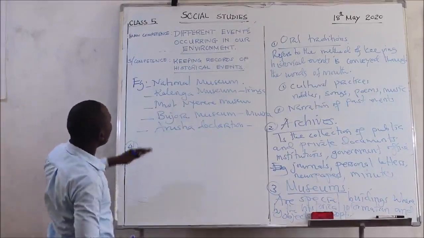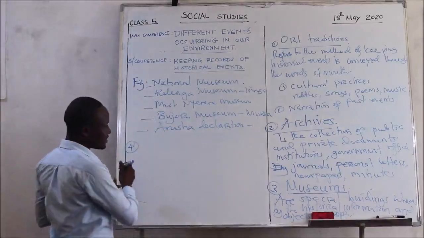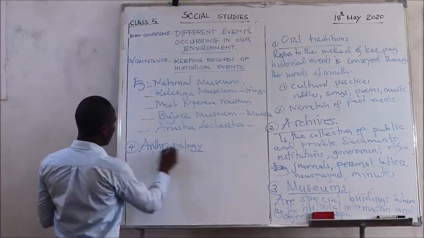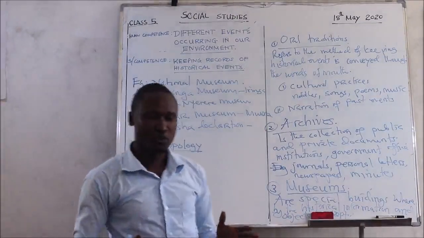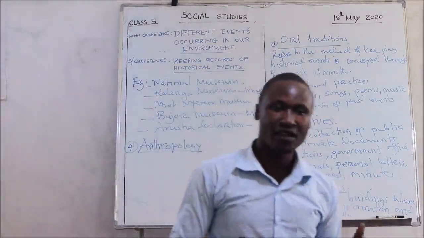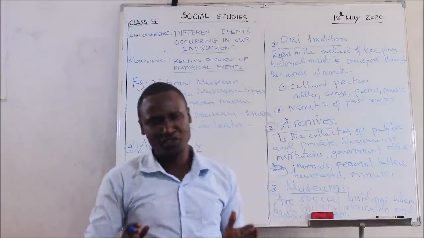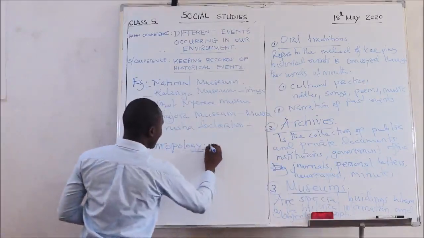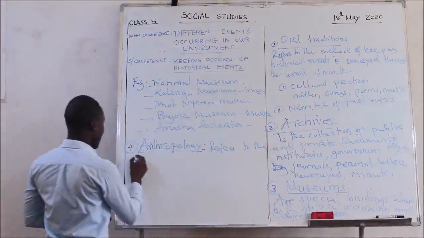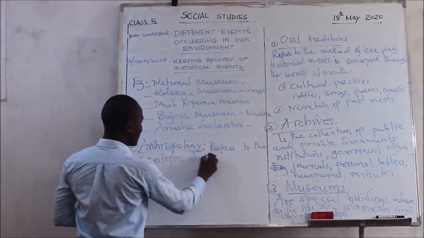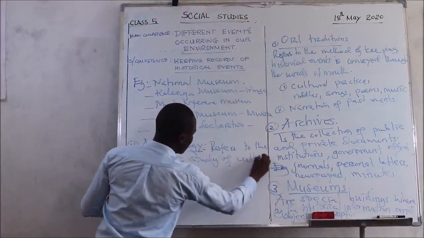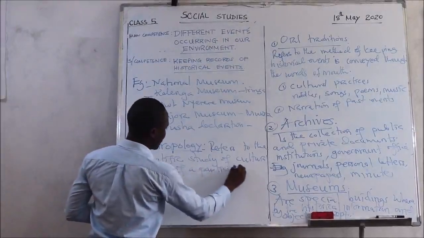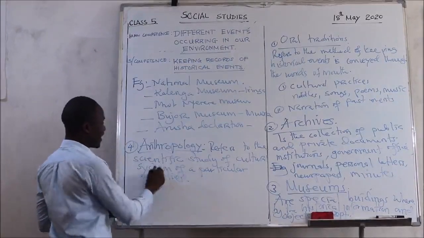Number 4, another method used to keep historical events is known as anthropology. Now, when we say anthropology, we mean the scientific study of the cultural system of a particular society at a given time. Anthropology refers to the scientific study of the cultural system of a particular society. That is the meaning of anthropology.